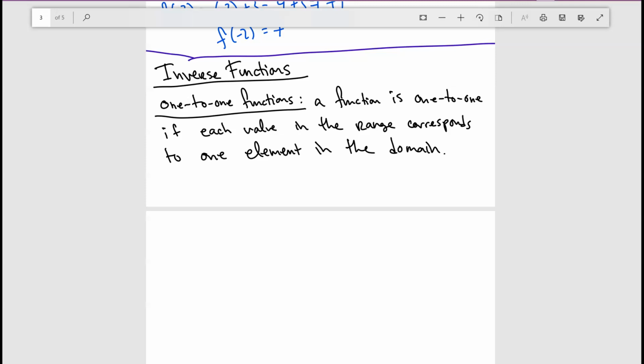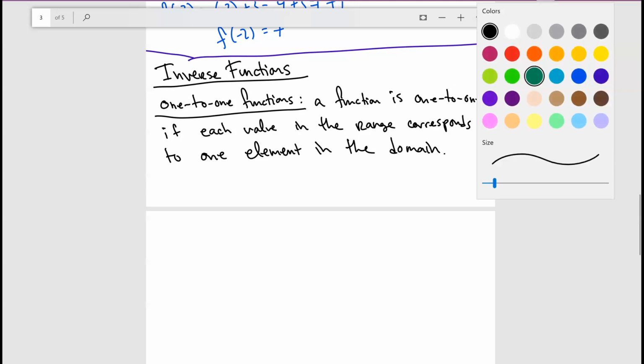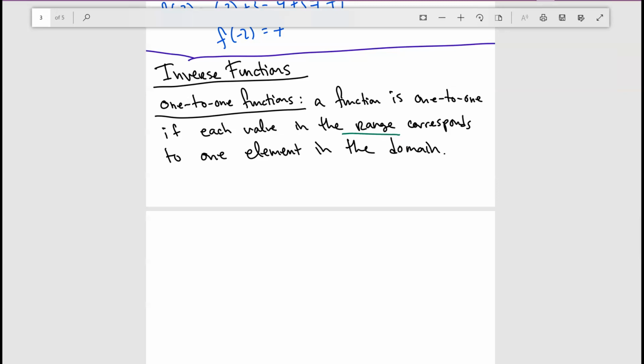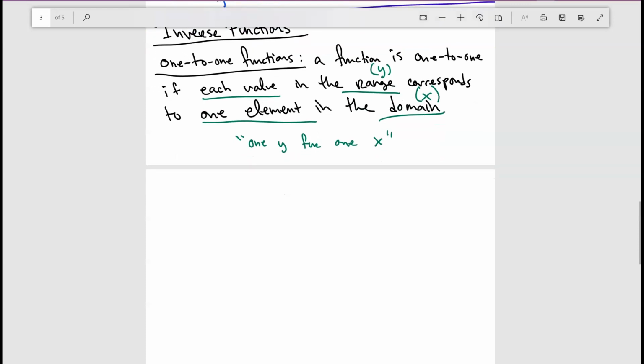Okay, so for example, let's start thinking about what domain and range were. So a range is basically, think about the y values. We're thinking of all the y values. So each y value corresponds to only one x value. Okay, so one y value for one x value. So one y for one x. Okay, so that's basically what it means.